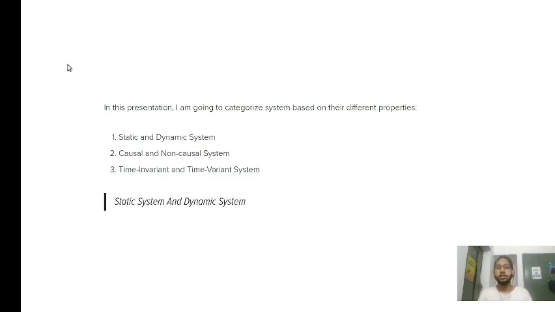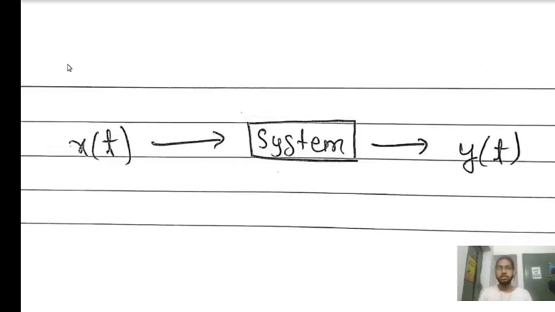Before we go into the topic, let's understand this. There is a block representing a system. The input to the system is x of t. That's the notation we are going to use. And the output of the system is y of t. As we can see, the arrow is coming from the system as the output. So the output y of t depends on input x of t and the properties of the system.